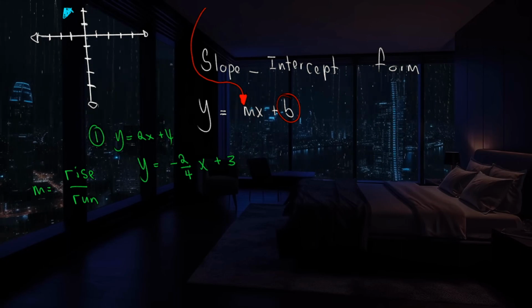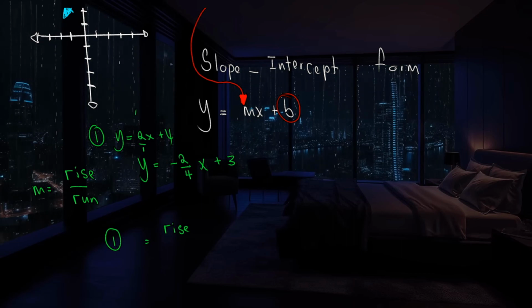So for the first example, I will have a rise of 2, but I don't have a run. So where can I find my run? Well, I can rewrite 2 as 2 over 1. So we're going to have a rise, which is positive. So I will go up, a rise of 2, and I have a run of 1.